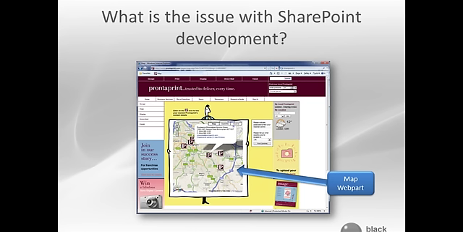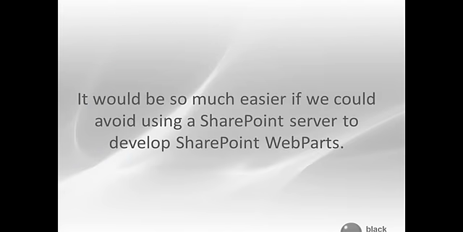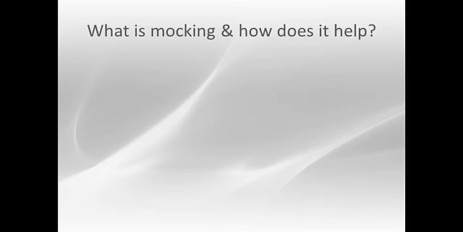Now, what we'll see in this session is that there's a number of ways you can address this problem, but the primary one we're going to do is use Typemock Isolator to remove our dependency on SharePoint at runtime. As I say, there are ways you can tackle this problem by designing your code in different manners, but there's also ways that you can apply clever tooling to allow us to remove that need. So the essence of this is, wouldn't it be so much easier if we could avoid using a SharePoint server to develop our SharePoint web parts? And the answer is yes, you can, but we have to use some mocking.